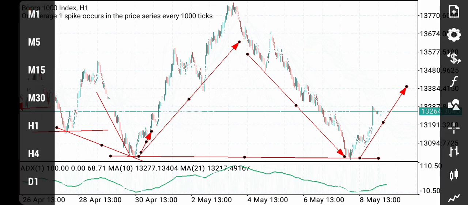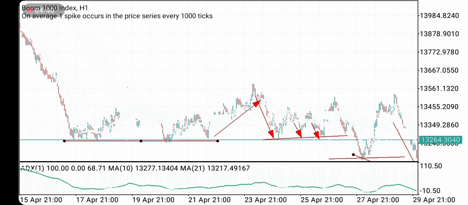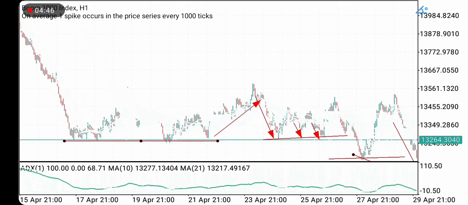Without wasting our time, let's go to resistance as well. As we drew different lines for support, we also have it for resistance, like what we have here.